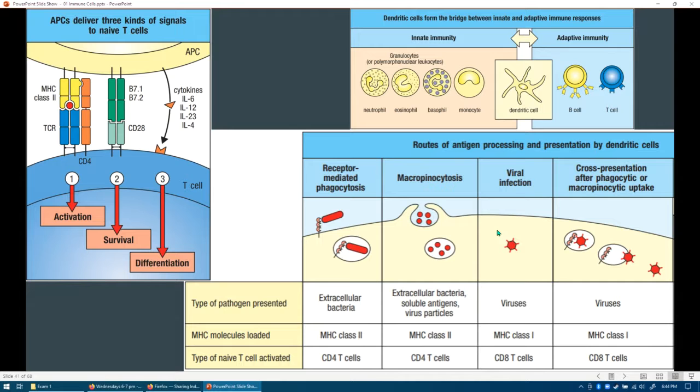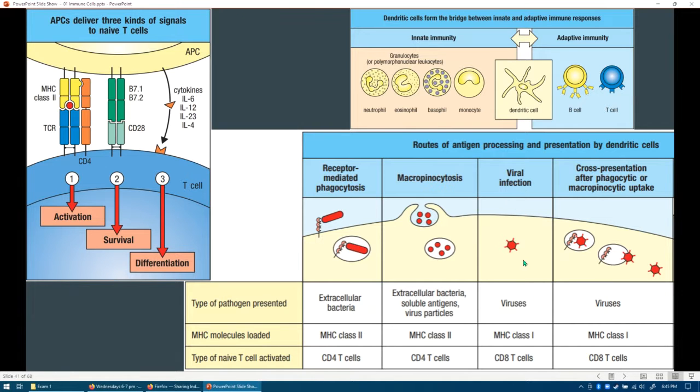Every other cell type can only load peptides that were generated inside the cell onto MHC1. So it's an important distinction. And then you also have macropinocytosis, which is what they do when they're not so angry for the most part. But that can deliver antigens into MHC2, and T cells can recognize that, CD4 T cells.